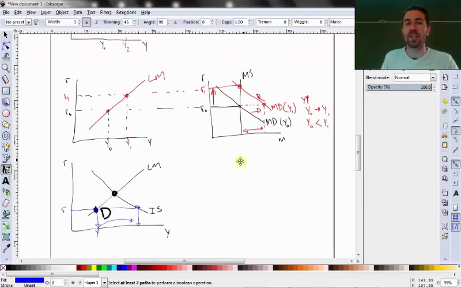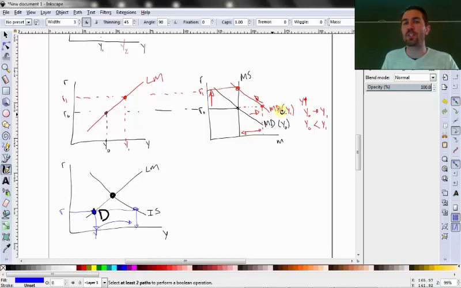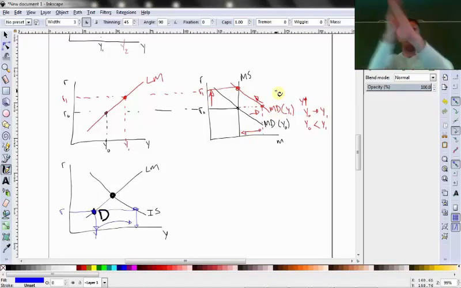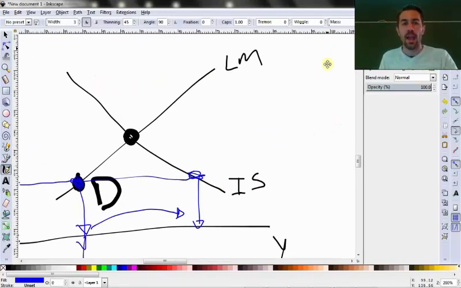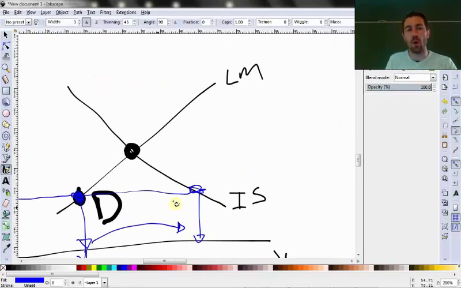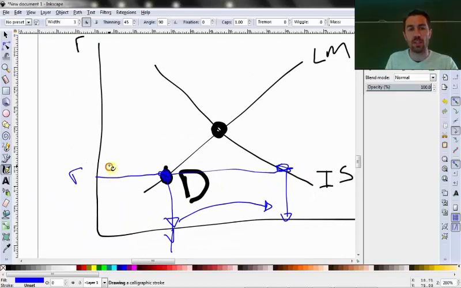When output increases, what happens to money demand? Money demand shifts from your perspective to the right. As money demand shifts to the right, what happens to the interest rates? The interest rate starts increasing. Excellent. So now, as firms start producing more, the interest rate starts increasing.